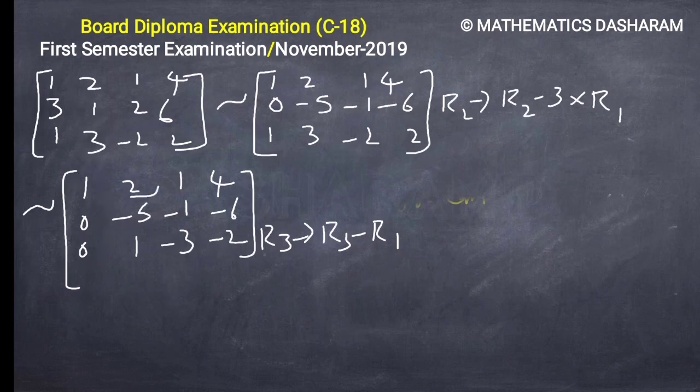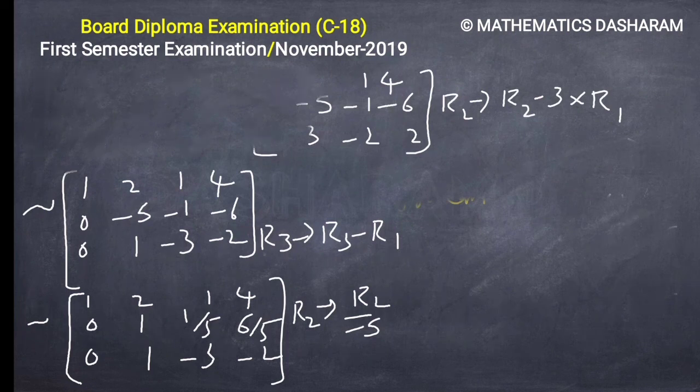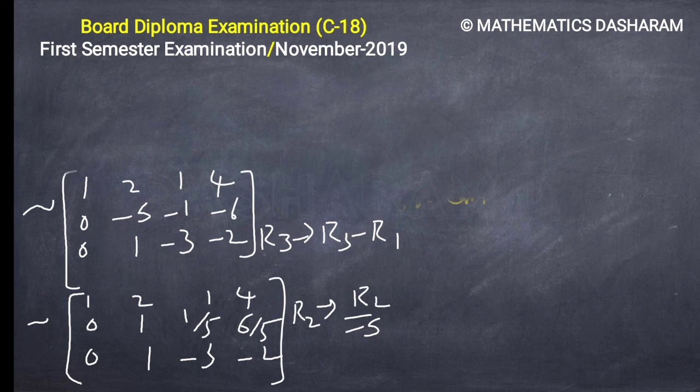Now in the second column, first we need 1 at this place. So that means the first row write as it is and the last row also as it is, but the middle one, that is R2, divided by minus 5. So then 0, here 1, minus 1 by minus 5 is 1 by 5, minus 6 by minus 5 is 6 by 5. So next, now we need 0 at this place and at this place. So first let's get the 0 at this place.